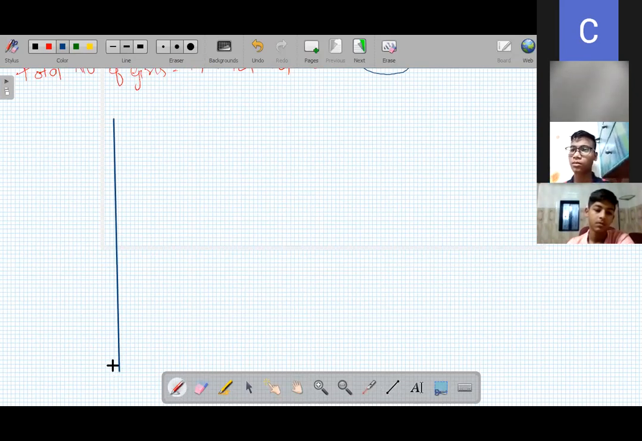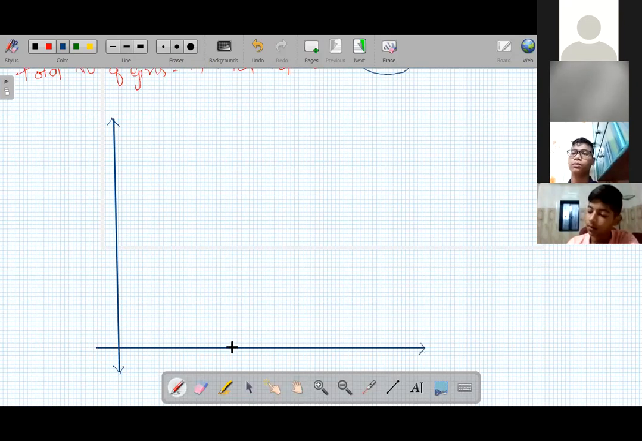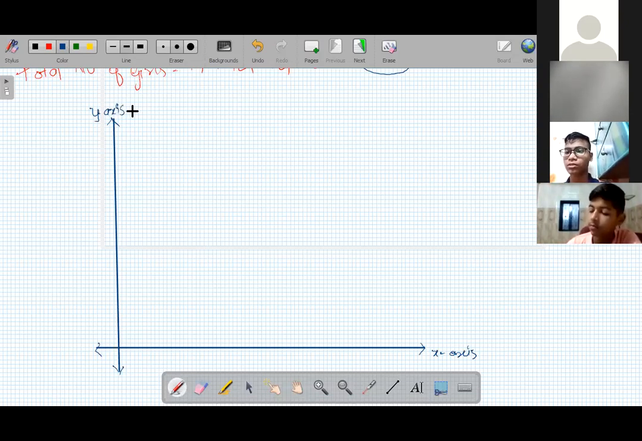So this will be my x-axis, and then you draw the y-axis. Okay, so this I'll call x-axis, and this I'll name as y-axis. Here we give proper namings. Okay, now after that, we need to label them. We need to label the x-axis and the y-axis. First, we'll start with labeling the y-axis.